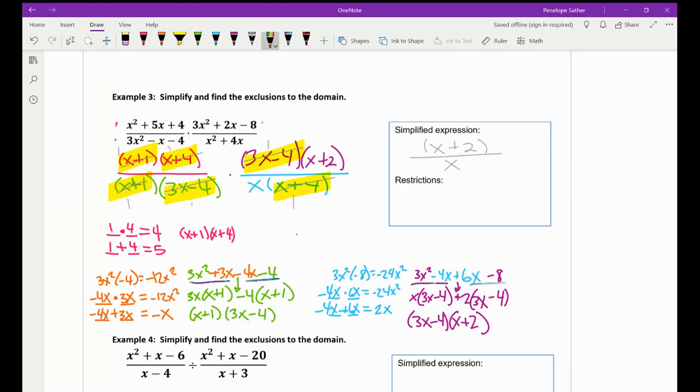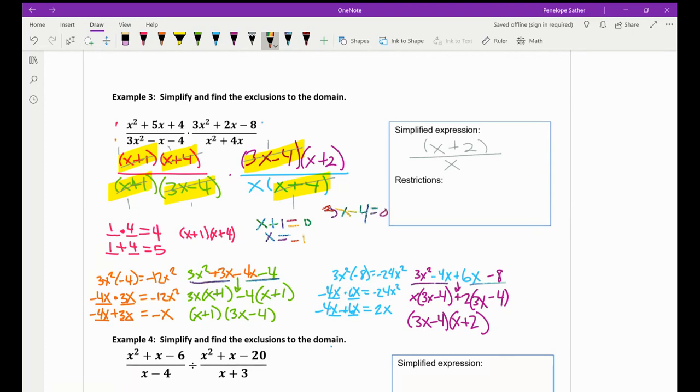So we're going to look at everything in the denominator, all of the little pieces. So we're trying to find our restrictions. If we look at our denominators, x plus 1 is equal to 0, we know that x can't be negative 1. The piece we have to deal with is what happens if 3x minus 4 is equal to 0.